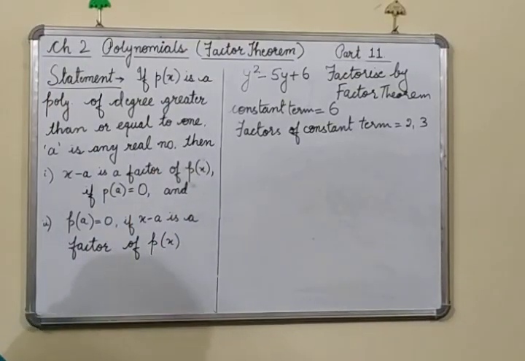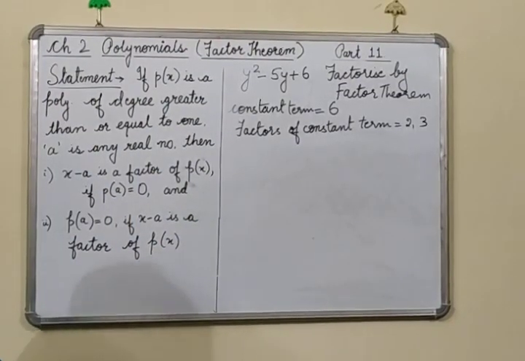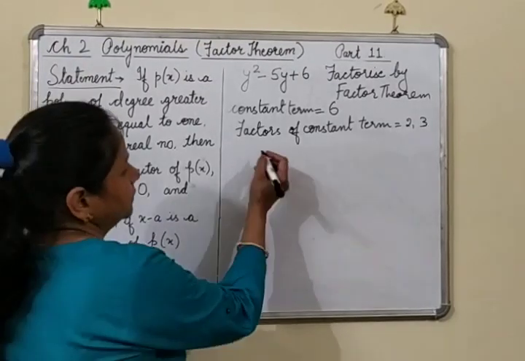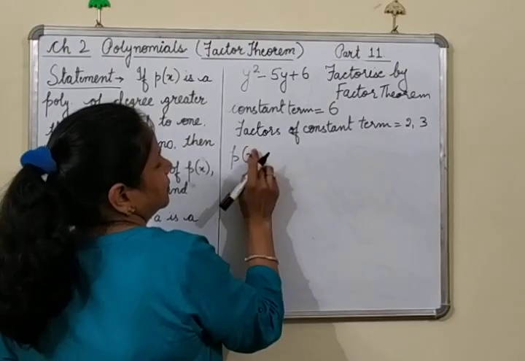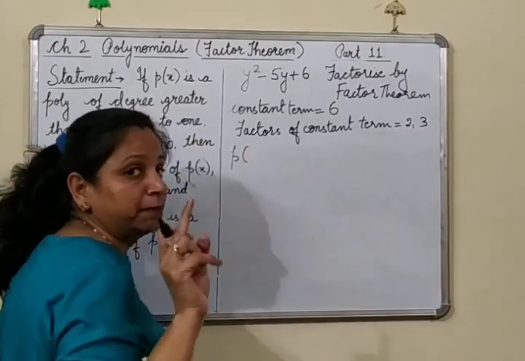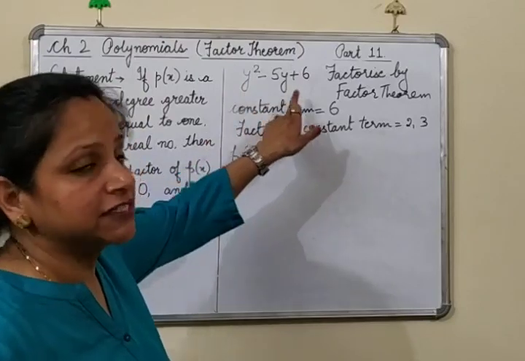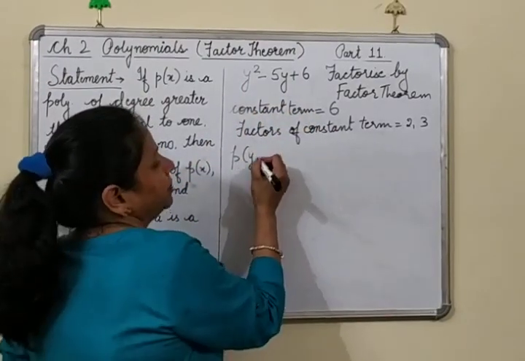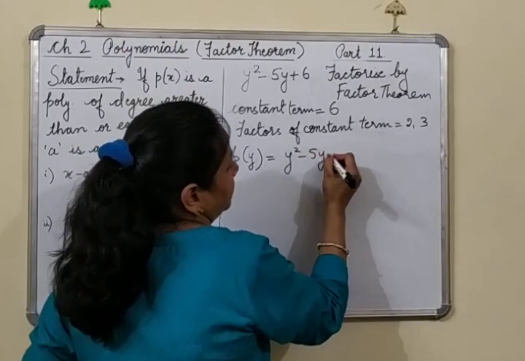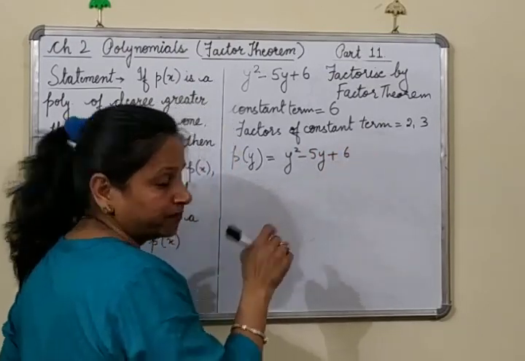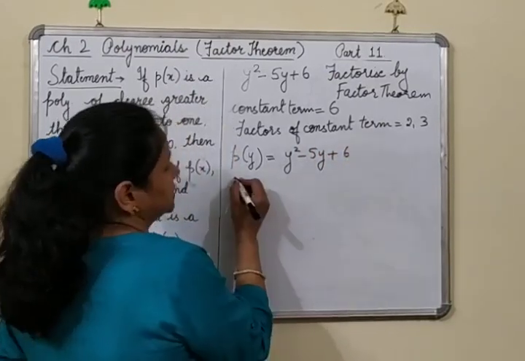Now how to do factors of constant term? First of all, we will be finding p of 2. How? We'll be replacing all this y. We have p, not x. Always we have taken p of x, but now the variable is y, so we will be taking it as p of y. P of y is y square minus 5y plus 6. Fine. Now in place of y, it is to be replaced with 2 first.